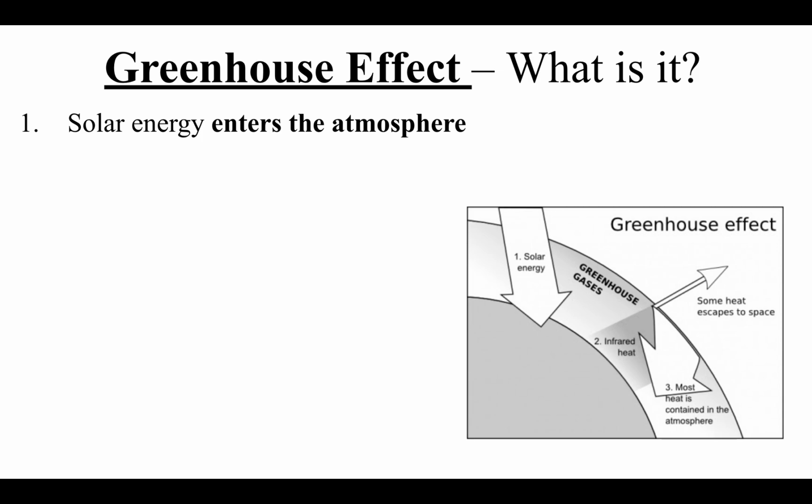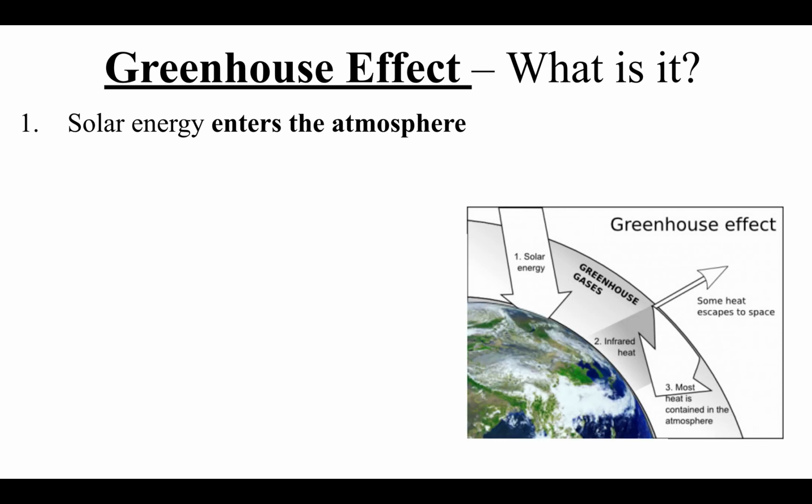So, what causes global warming is primarily the greenhouse effect. What is it? First, we have solar energy entering the atmosphere. So if we take a look at this diagram, imagine that the surface is the Earth, and that somewhere above we have the sun with energy coming in. Solar energy is just energy from the sun.